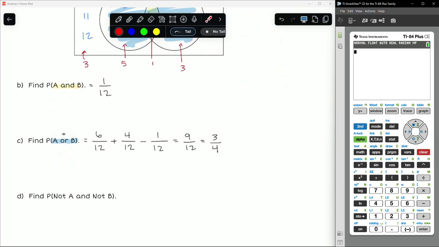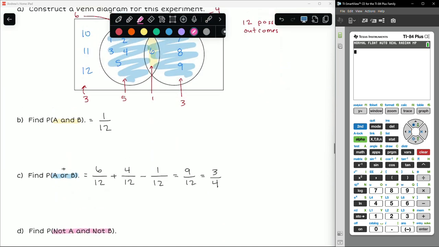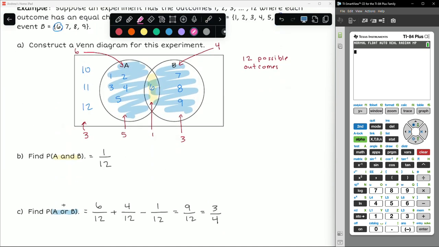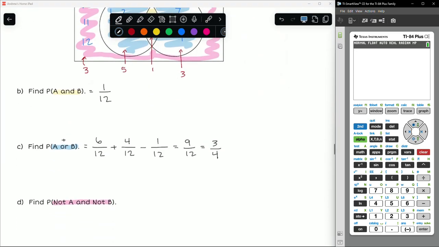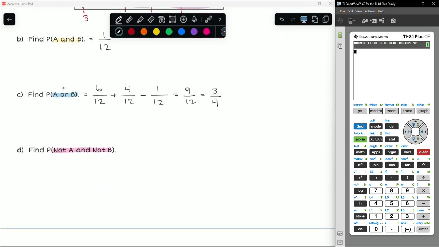All right, our last one says not A and not B. I'm going to do that one in pink. So not A is everything outside of A. Not B is everything outside of B. And both of those together is all of this space outside of the circles. And I can see that outside of the circles, I only have 3 numbers. So the probability that I randomly select a number that's not in A and not in B is 3 out of 12, which is 1/4.